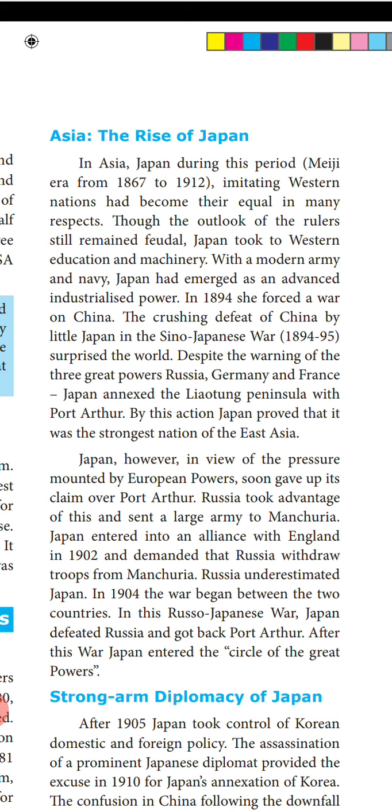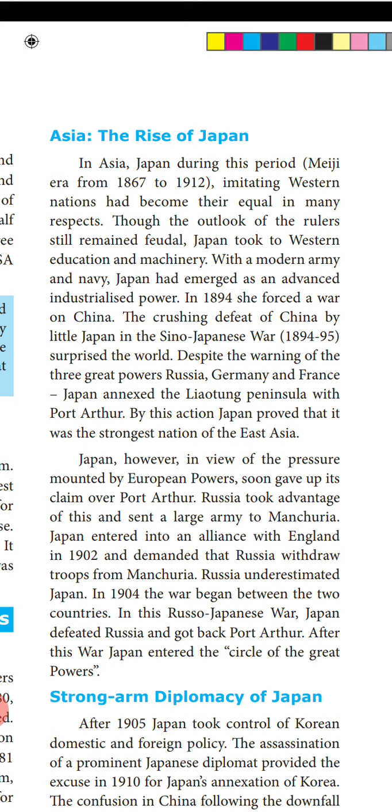In 1894, she forced a war on China. A small Asian country, Japan, forced a war with China, the biggest country. And Japan defeated China. The crushing defeat of China by little Japan, that war is called the Sino-Japanese War. The war between China and Japan is called the Sino-Japanese War. World countries were surprised to see Japan's power.